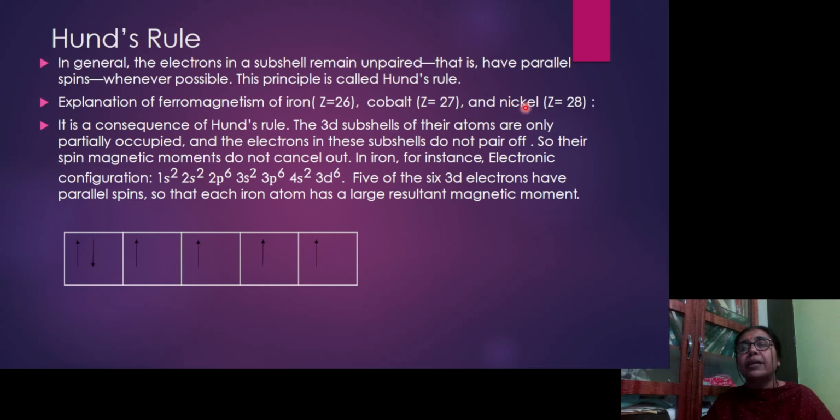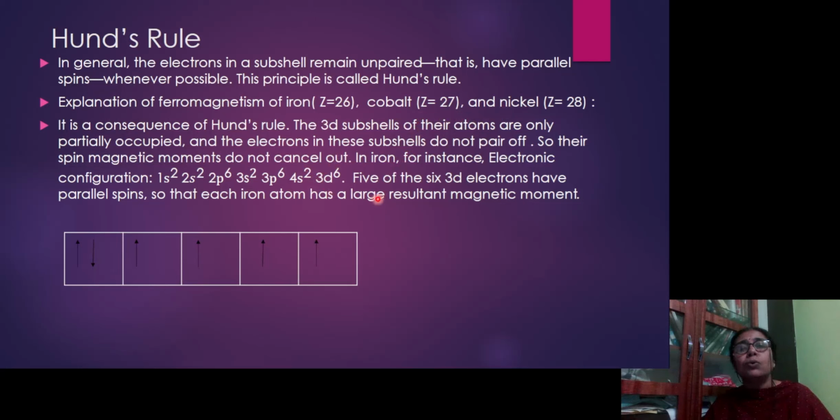this is happening also in the case of cobalt and nickel. Cobalt has 1 electron more as compared to iron, and nickel has 1 more electron as compared to cobalt. So the next electron of cobalt will be paired up with this electron, so again there will be 3 unpaired electrons. For nickel, this will be paired, so 2 electrons will be unpaired. So the magnetic moment will go on decreasing in the case of cobalt and nickel as compared to iron.